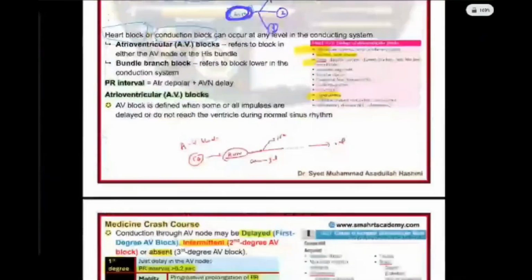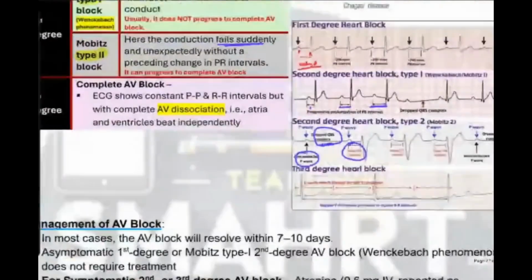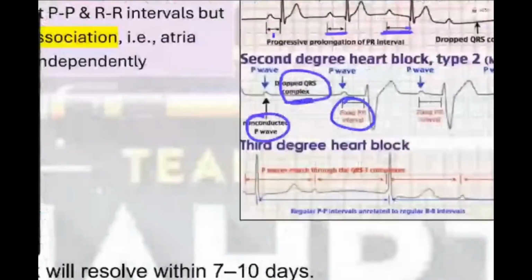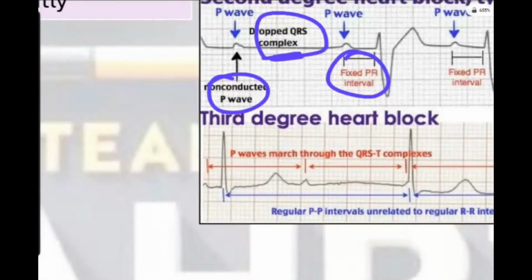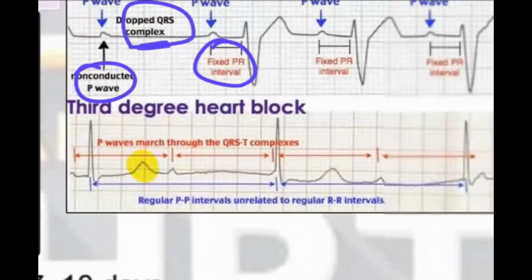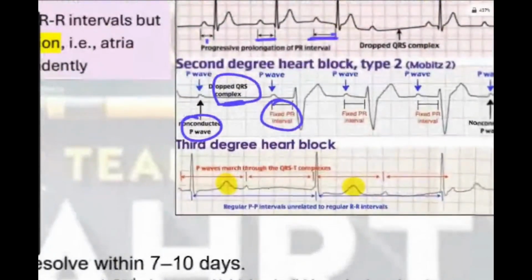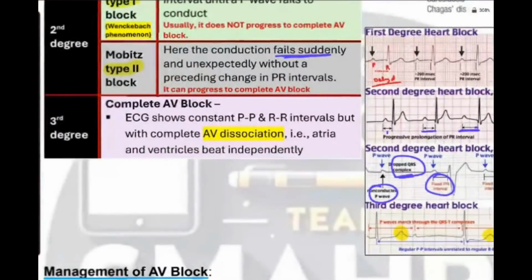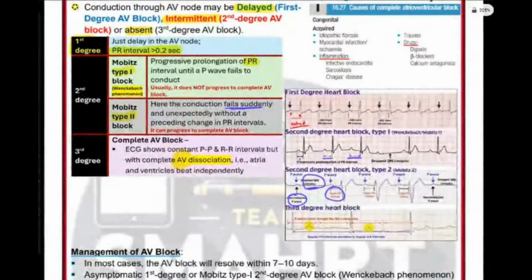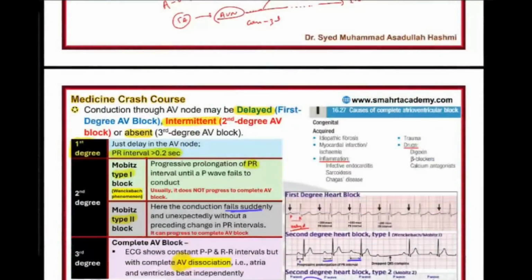Okay. So what is third degree? In third degree, as you can see, there is AV dissociation. Meaning what? See, the P waves. Where are the P waves? See, this is a P wave. The P wave is not followed by a QRS complex. Again, P wave, P wave. After the P wave, no QRS complex occurs. So atria and ventricles beat independently of each other. That is AV dissociation, we say. This is complete heart block. Okay. Very simple, heart block.